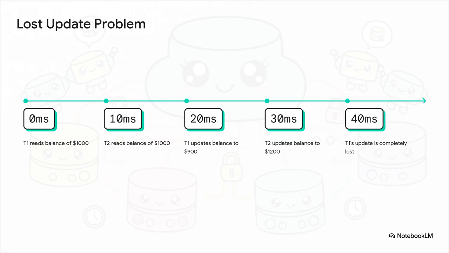Transaction 1 reads a balance of $1,000. A millisecond later, transaction 2 reads that exact same $1,000 balance. Transaction 1 subtracts 100, saving 900. But then transaction 2 blindly adds 200 to its initial read, saving 1,200. Because they didn't coordinate, transaction 2 just completely overwrote and destroyed transaction 1's math. That $100 gone into thin air.